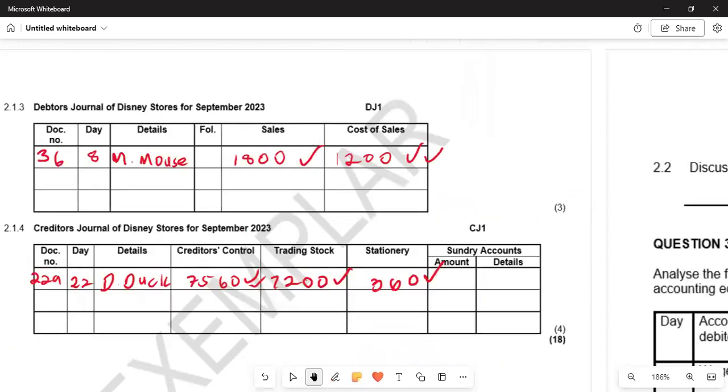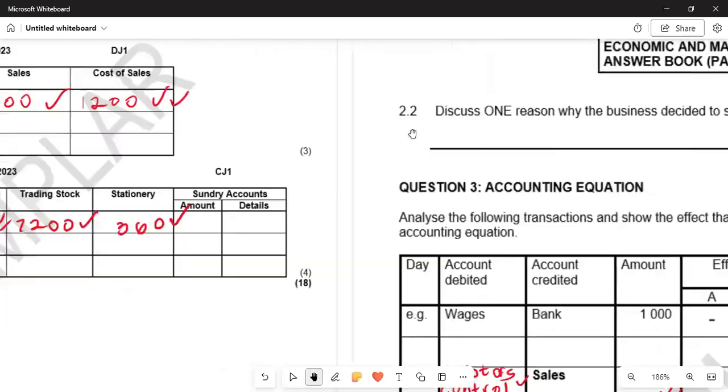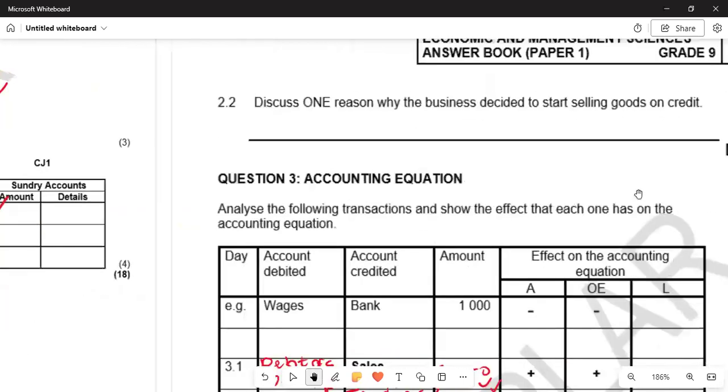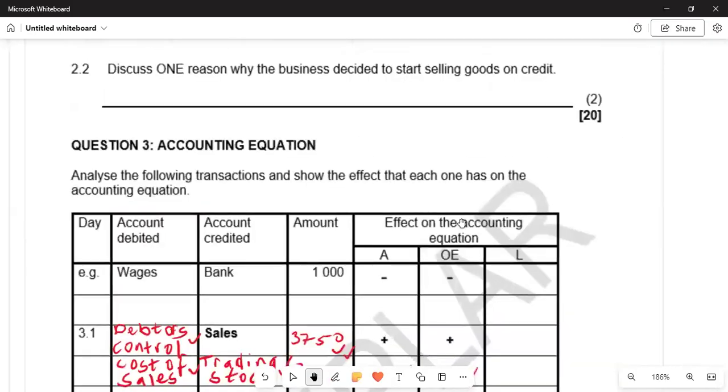So the document number is 229 on the 22nd. The details is our supplier, which is DDAC. We are going to say trading stock, because this is the stock that we bought, merchandise, 7,200, and the stationery that amounted to 360. When you add 7,200 plus 360, it gives us 7,560, which is our creditors control. This is what we were supposed to do. That is very important. Those are the easy marks that we are supposed to get.